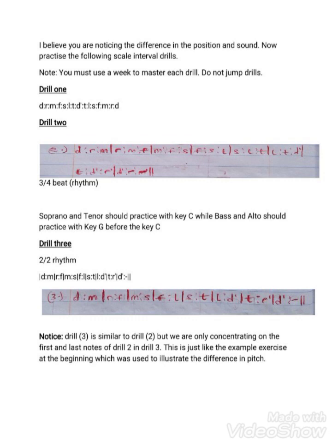I'm not using a particular key now to do this. But if you want to start, you want to become good in it, you should use a particular key. I gave a particular standard. Soprano and tenor should practice with key C, while bass and alto should practice with key G, which is a G below that particular key C. So it is good to practice with a particular key.